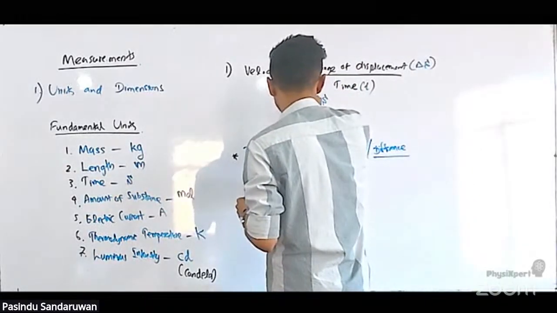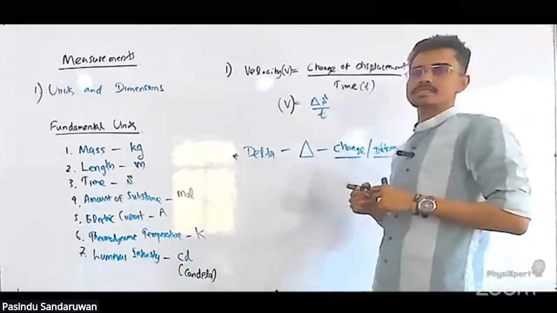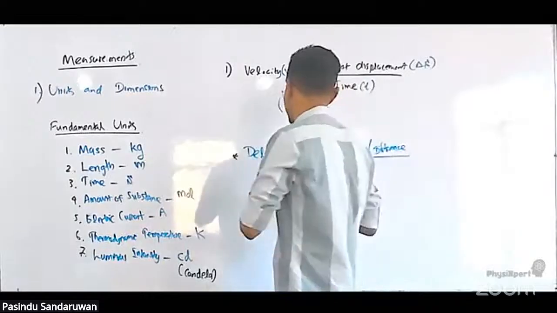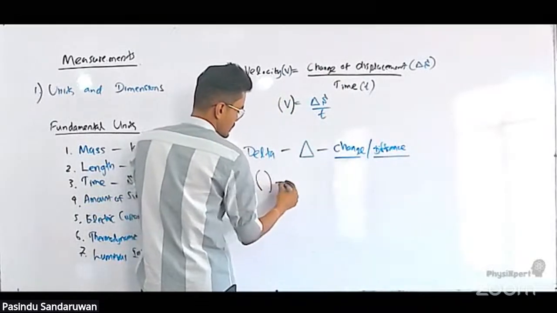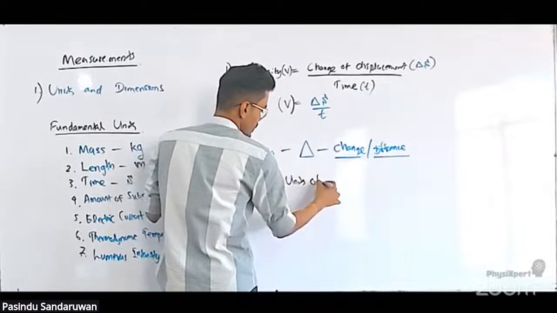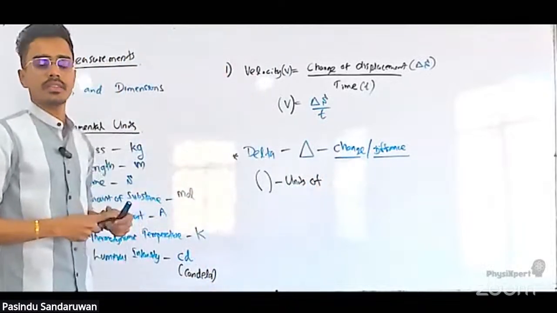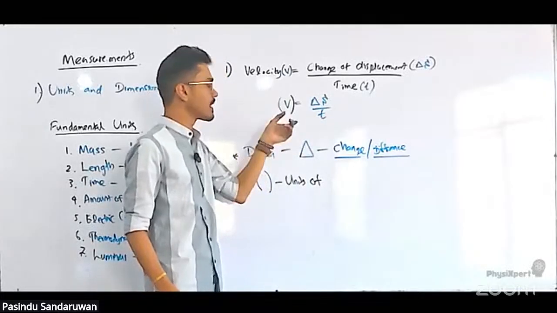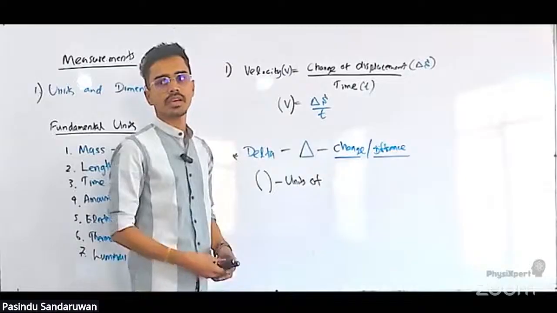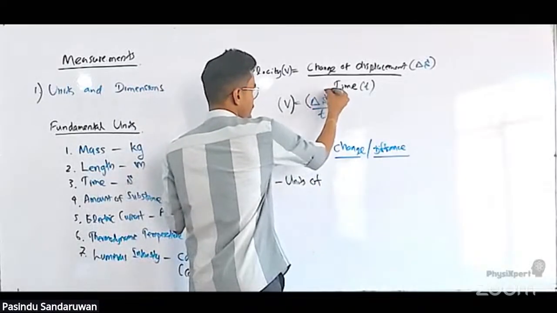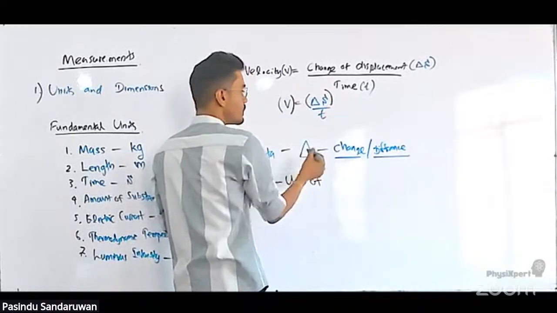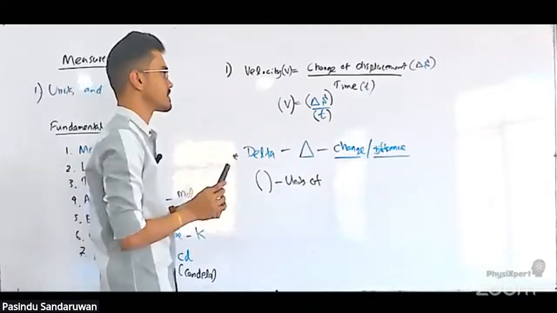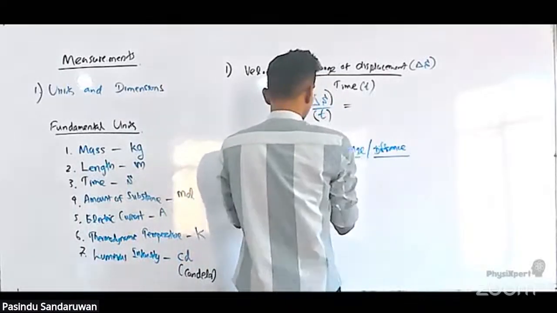When we put a parenthesis, meaning simple brackets, the meaning is units of. This is again a symbol. Don't write units of velocity using words, just put the bracket, which means units of velocity. Equals units of change of displacement over units of time. Got it? And then plug in these units. Now this is how you should do it.